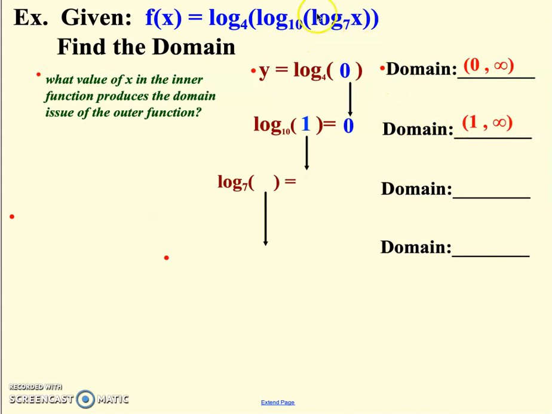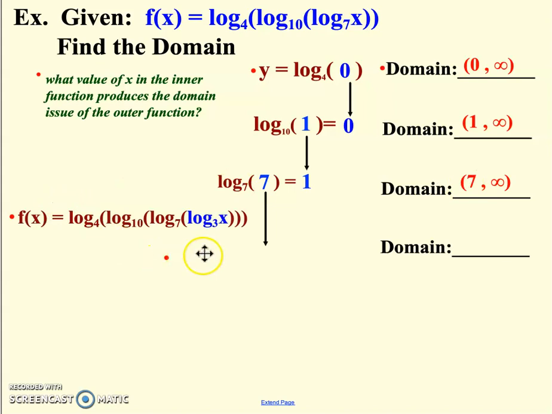Now go to your innermost log. What number here would cause you to get the 1? That would actually be the same as the base. Now we're 7 to infinity. So in a chain, if you start with where x actually sits and you plug in 7, 7 here causes 1 here, causes 0 here, causes the ultimate domain issue. So 7 to infinity.